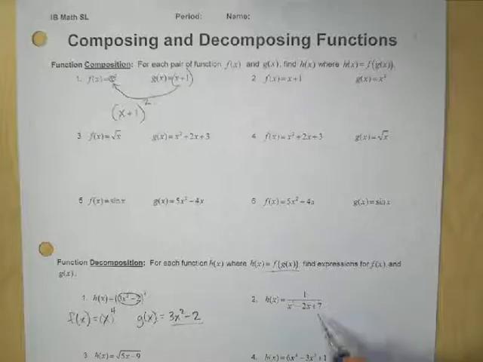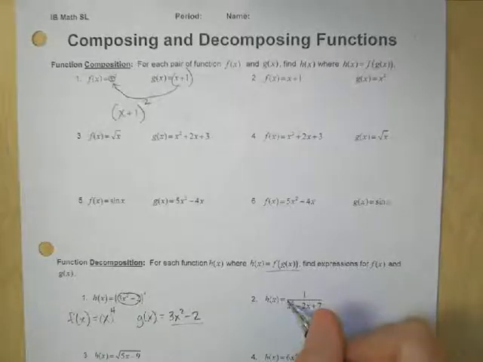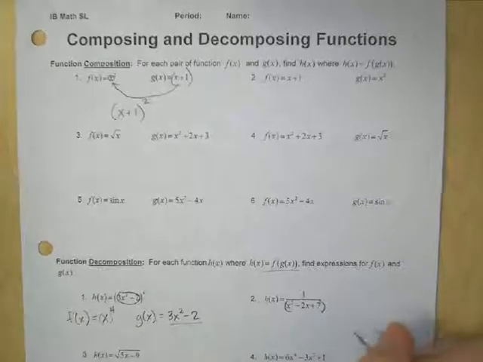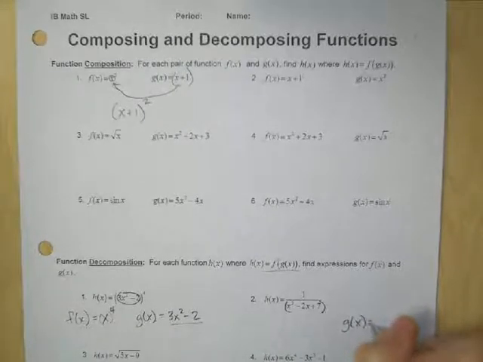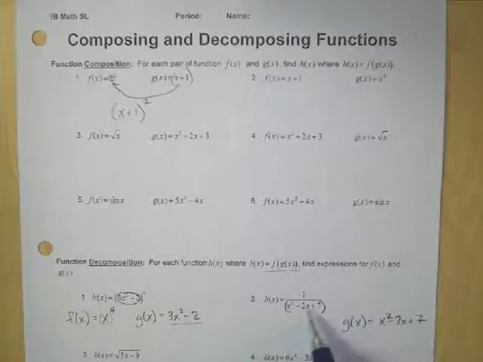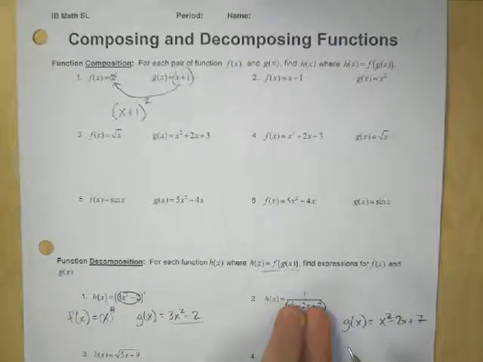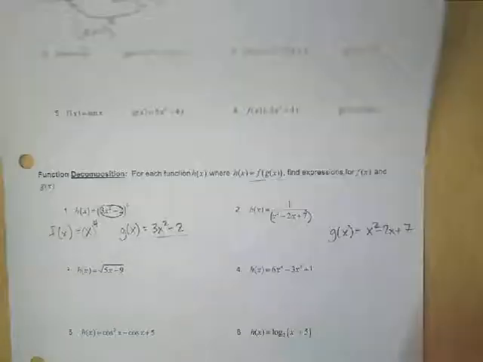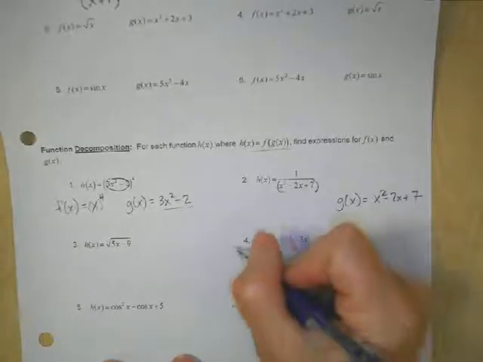Okay, same thing here. I can take all of this and call that my g of x. So I have g of x is equal to x squared minus 2x plus 7. And instead of having that, just imagine it's just an x. I'll let you finish that off. Okay?